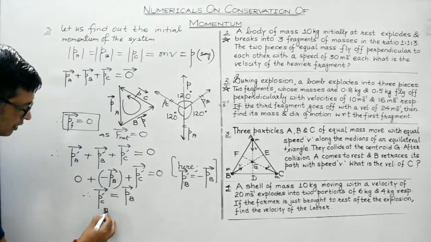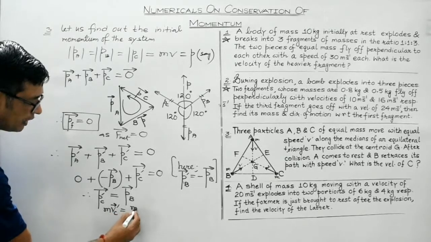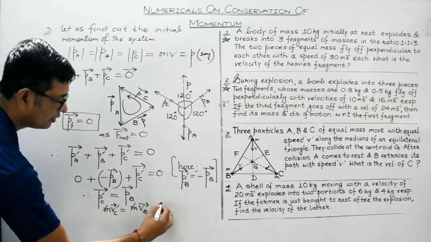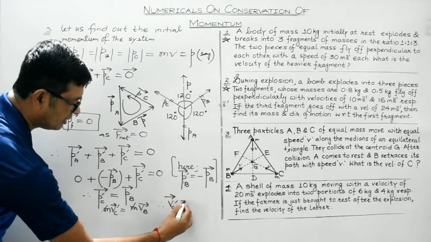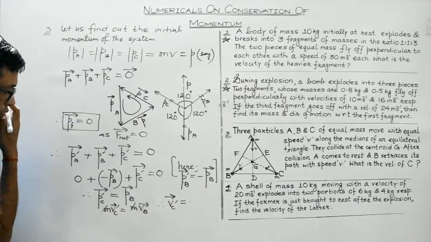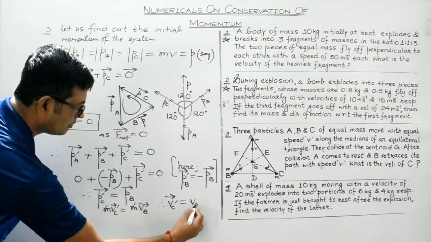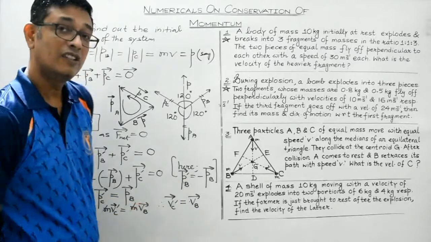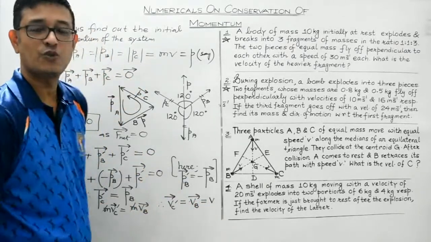Therefore, m VC dash should be equal to m VB vector. So m gets cancelled. Therefore, VC dash vector, this is the final velocity of body C after collision, should be equal to students VB. So both in magnitude it should be equal, and also direction should be the same.